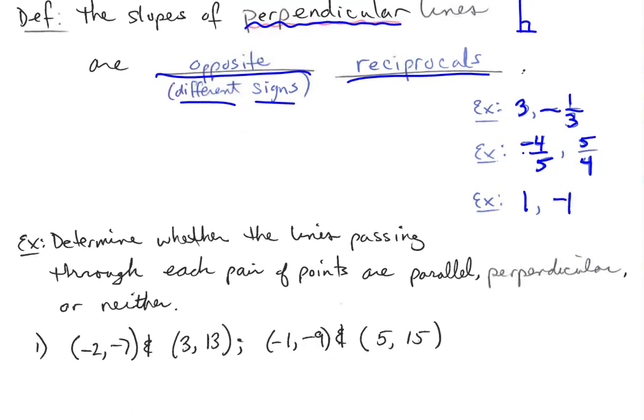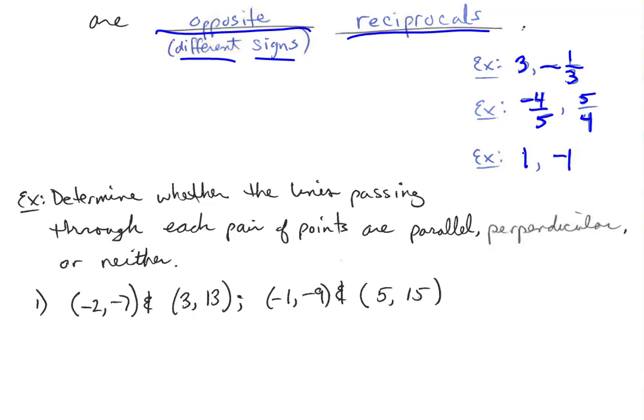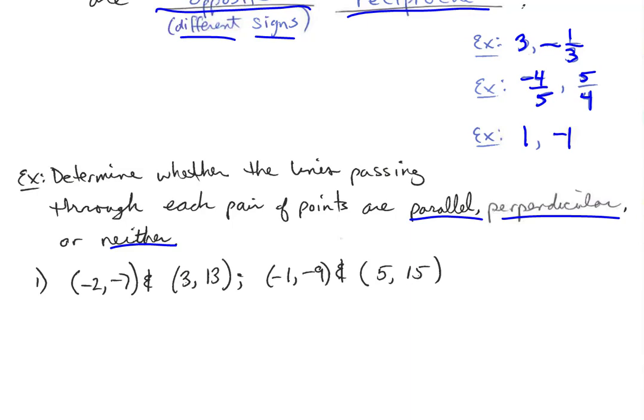Now let's do an example where we determine whether the lines passing through each pair of points are parallel, perpendicular, or maybe neither. And we're doing this given the definitions we just wrote above. Now we have two pairs of points described here. We'll go ahead and list them and then actually work with them. The first pair is the points negative 2, negative 7, and 3, 13. So that's a pair of points that would be on some given line.